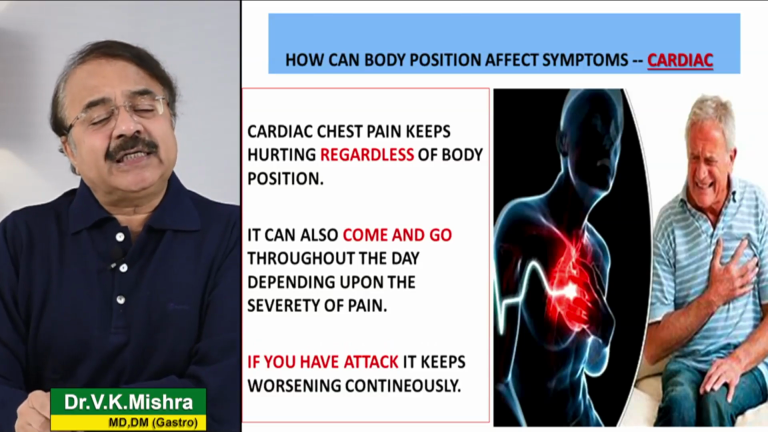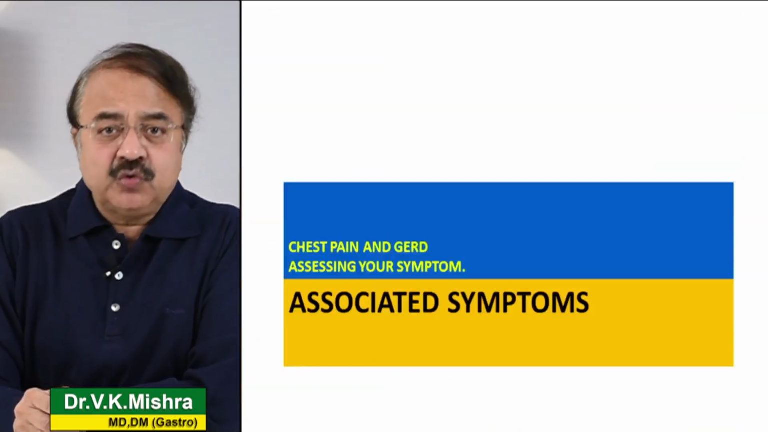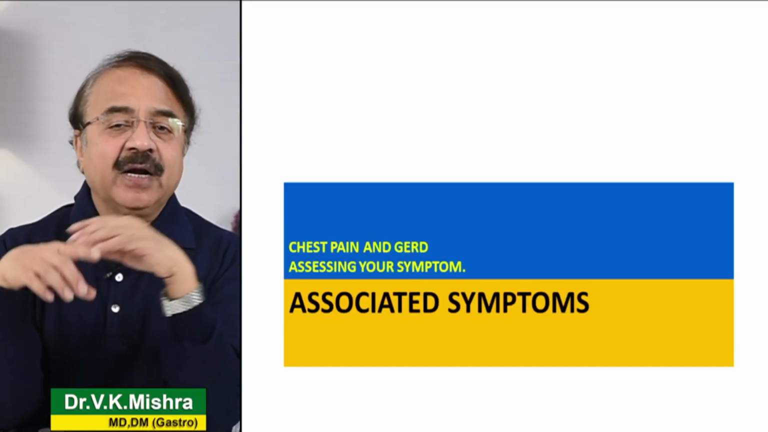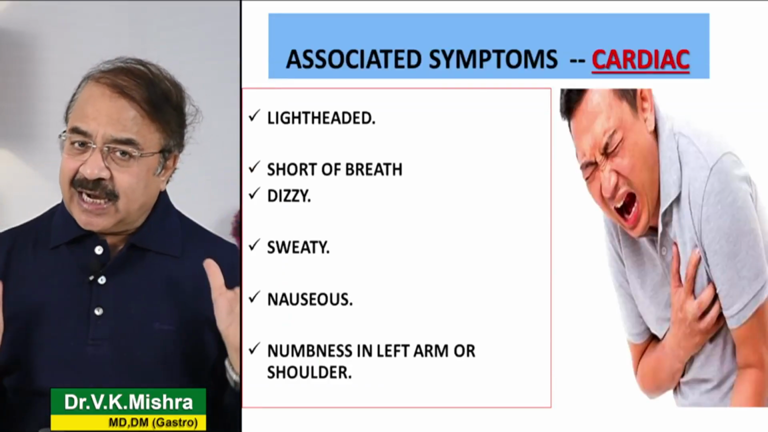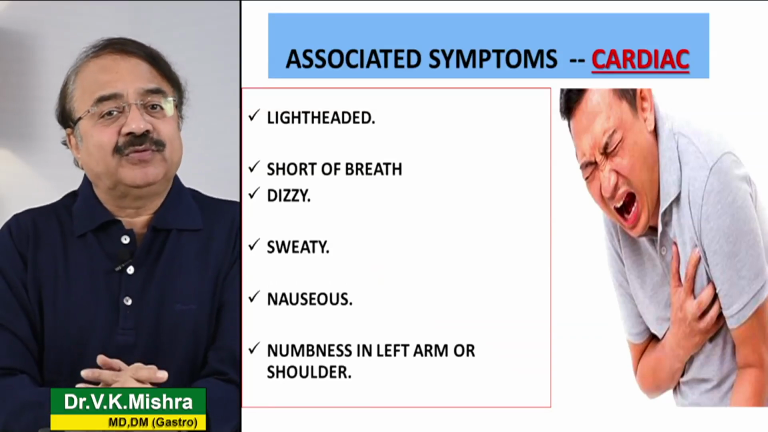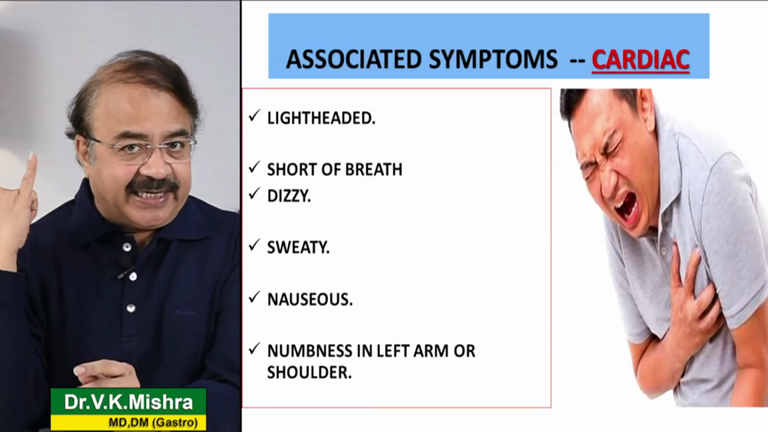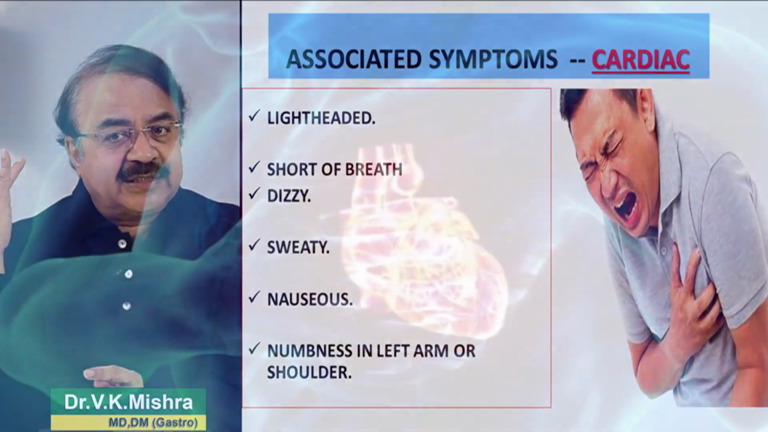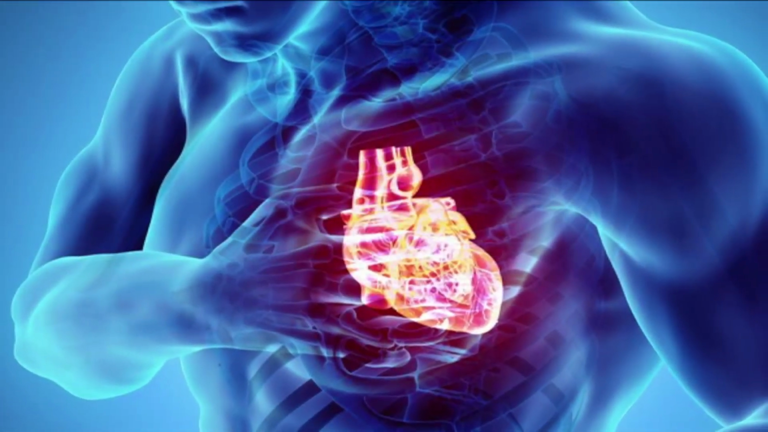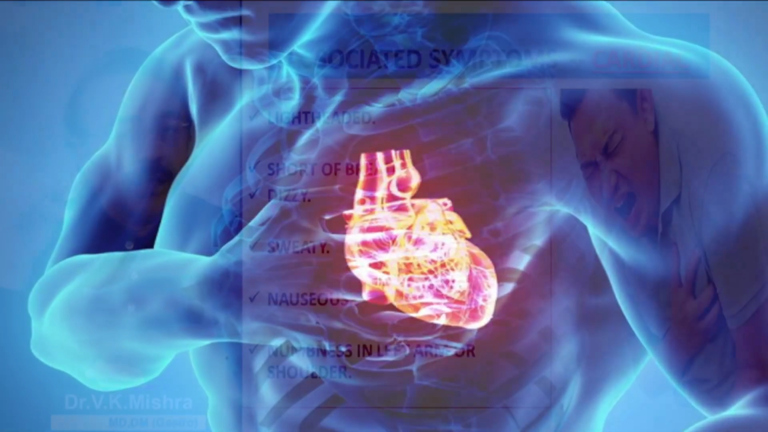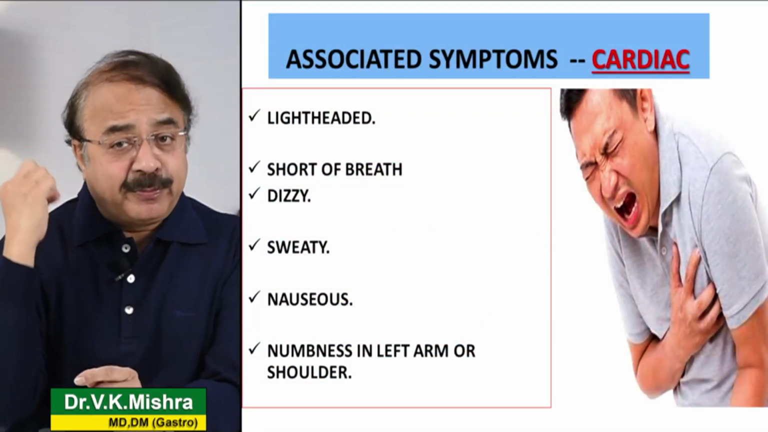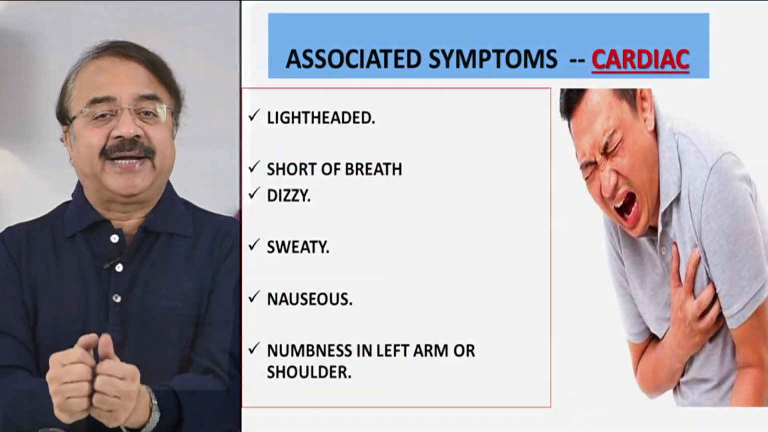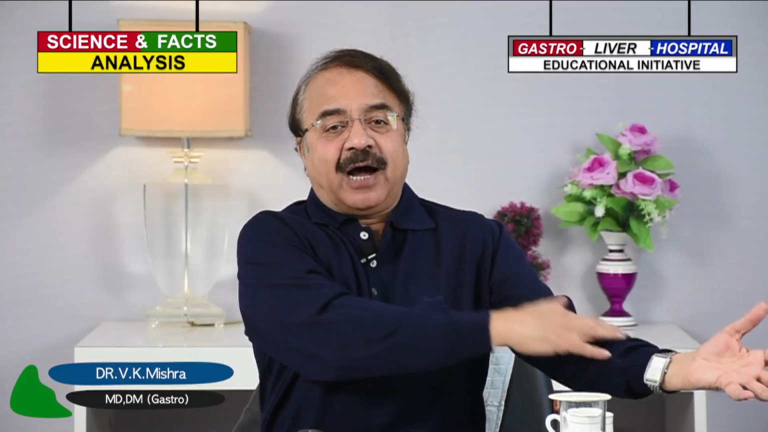Now, associated symptoms are one of the important issues and I want you to understand this. If you have a cardiac pain, what are the other associated symptoms which are likely to come? You can have lightheadedness. You can have shortness of breath or dyspnea. You can have a dizzy feeling that you may fall. You may have profuse sweating and become absolutely drenched. You may have nausea, at times vomiting, but not really very common. You can have numbness in the left upper arm or in the shoulder, which is quite common.